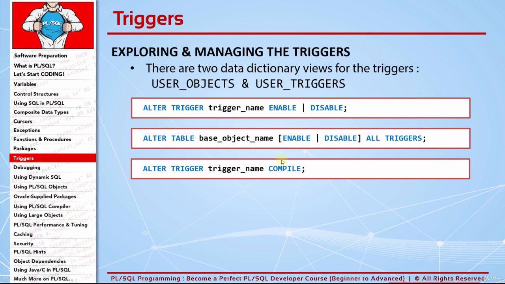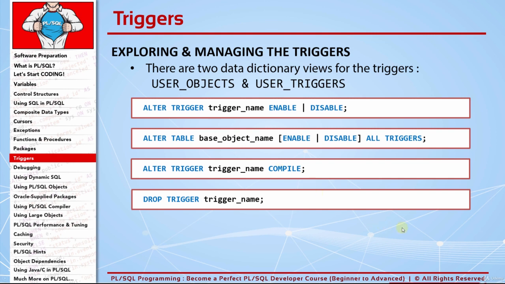Or sometimes you may want to compile the trigger manually. To do that, you write alter trigger, trigger name, and the compile keyword. Actually, if your trigger is invalid and needs a compile, it is automatically compiled by the server on the first usage. But if you want to compile manually to see if it will be validated or not, you can use this command. Because if your trigger is not validated, it will prevent the data manipulation on that table or view. To remove a trigger, you write drop trigger and the trigger name. Of course, to do all these, you need to have the right privileges.